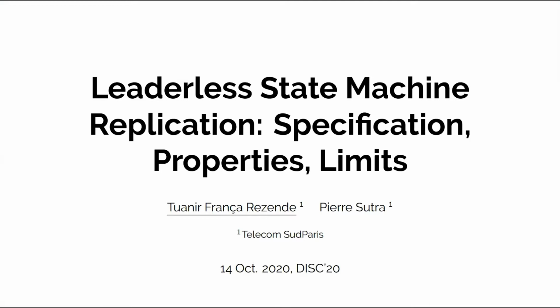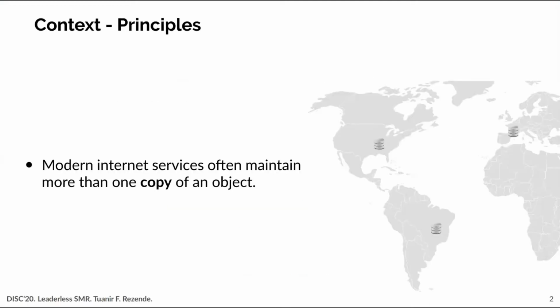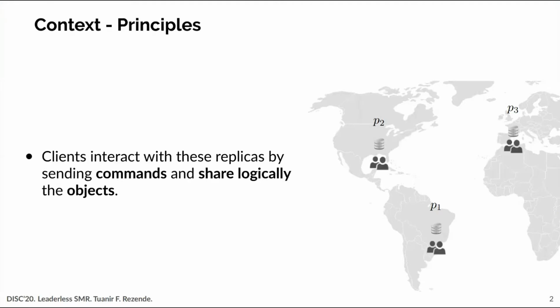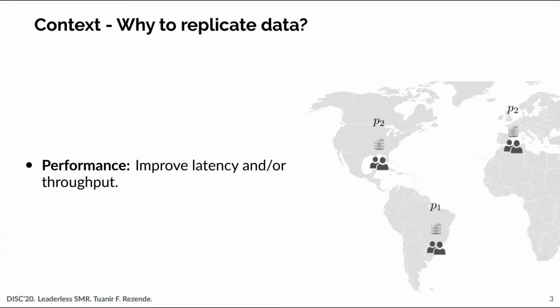So let's start by giving some context and principles necessary to understand this presentation. Nowadays, modern internet services maintain more than one copy of an object. Each copy is located on a separate server, or as we call them, replicas. This is illustrated on the right by P1, P2, and P3. Clients interact with these replicas by sending commands and logically share these objects.